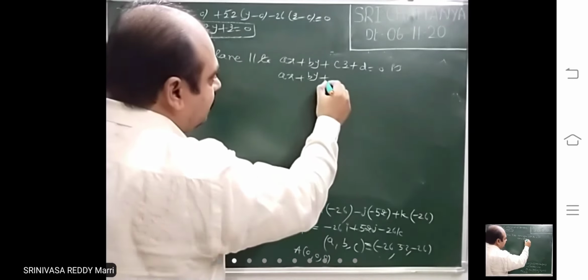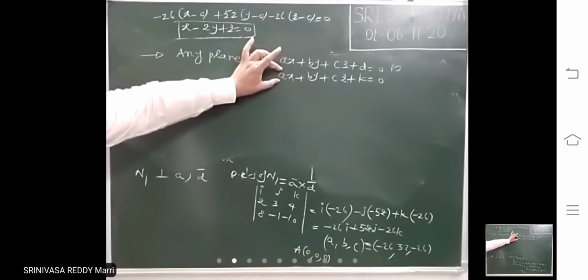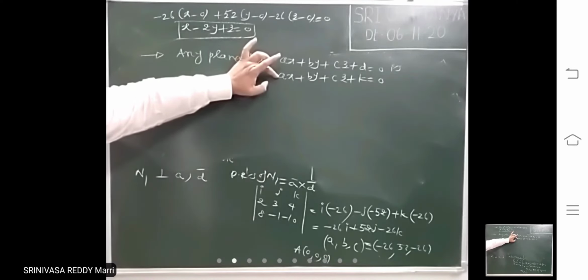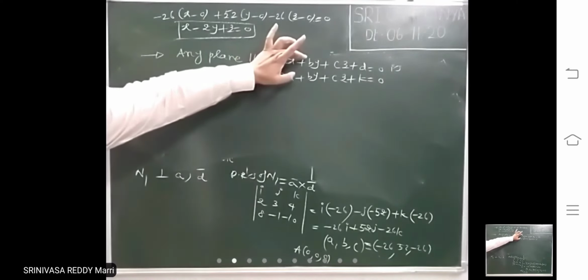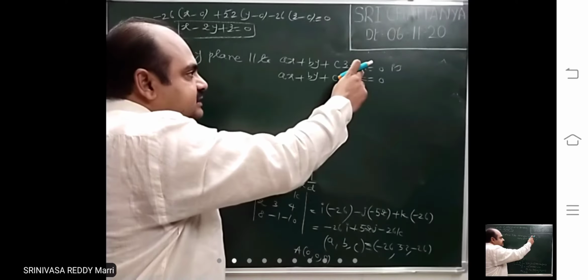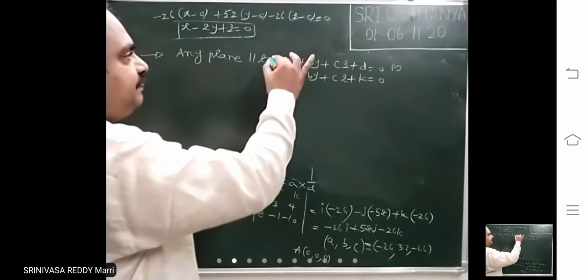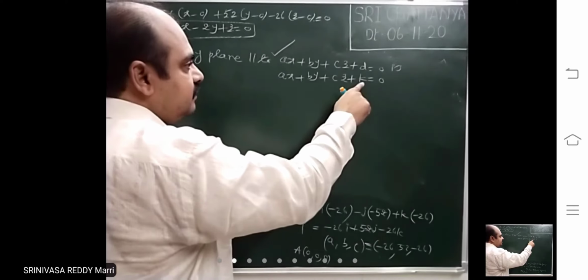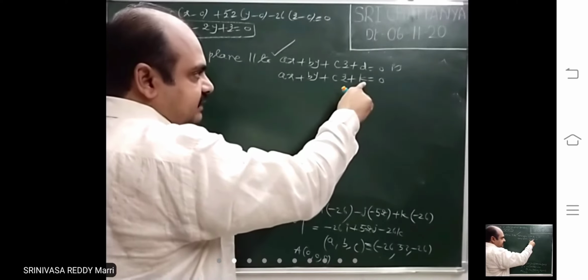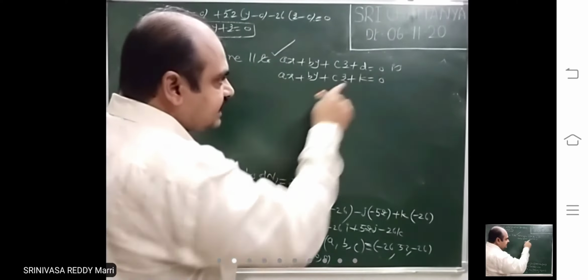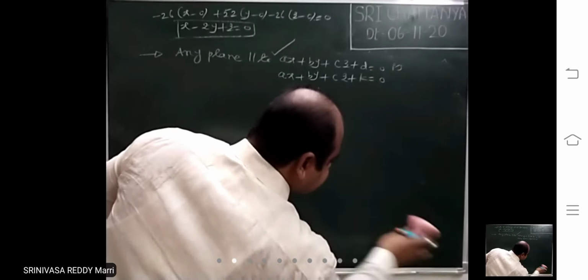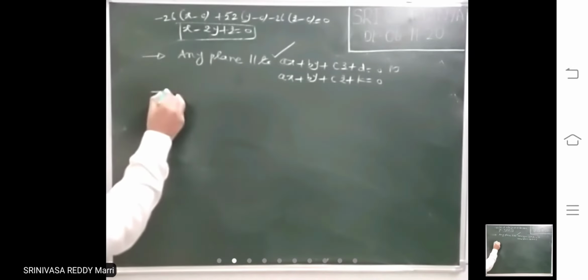If planes are parallel, what happens? A1 by A2 equal to B1 by B2 equal to C1 by C2. Then the planes will be parallel. Just they will differ by a constant. So if you want to find a plane parallel to any plane, you change the constant. Then depending on the condition, suppose this plane is passing through a point and parallel to this, substitute the point and then get the constant. Then you will get the required parallel plane, just like in straight lines only. Next.